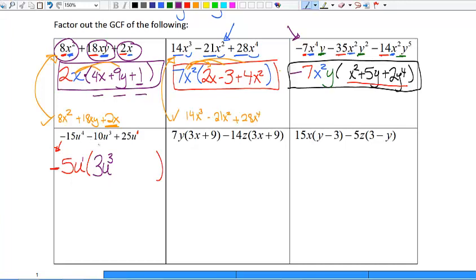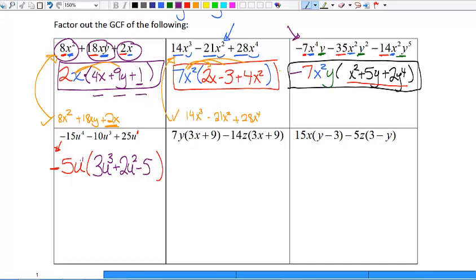Next term, negative 10u cubed divided by negative 5. That's positive 2. U cubed divided by u to the 1. That's u to the 2. I'm subtracting my exponents. Positive 25u divided by negative 5. That's going to be a negative 5 because a positive divided by a negative is a negative. A lot of students get that one confused.